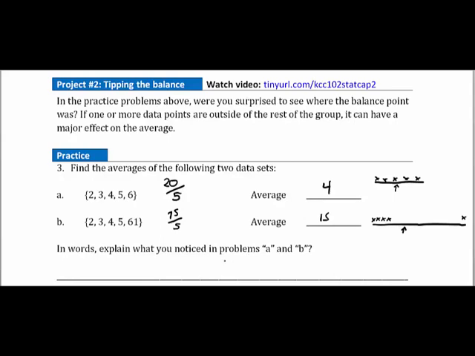So what I'd like you to do now, in words, is explain what you noticed in parts A and B. Think about what I said and think about what you saw, and in your own words explain what you saw as we changed the 6 to a 61.